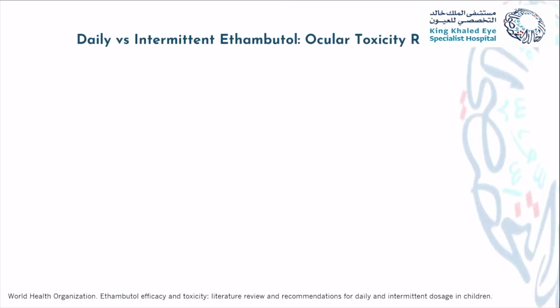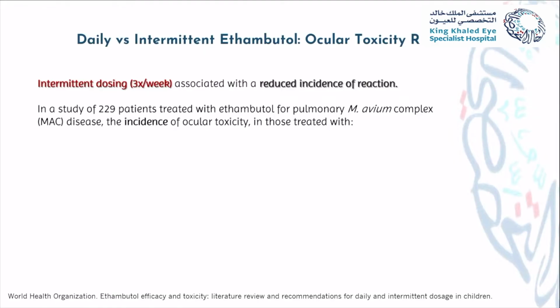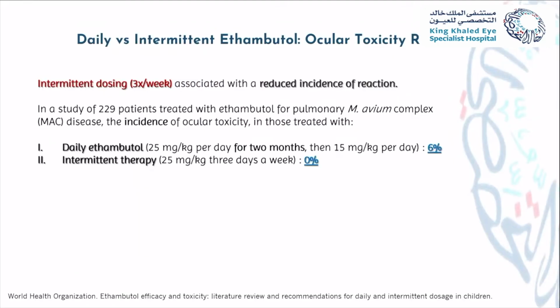method to reduce the toxicity, which is using intermittent ethambutol dosing. It is one of the methods to treat TB with three times weekly administration. There is a study of 229 patients using ethambutol for MAC infection. They found that the patients who take ethambutol daily have 6% toxicity, while with intermittent therapy, it leads to 0% incidence.